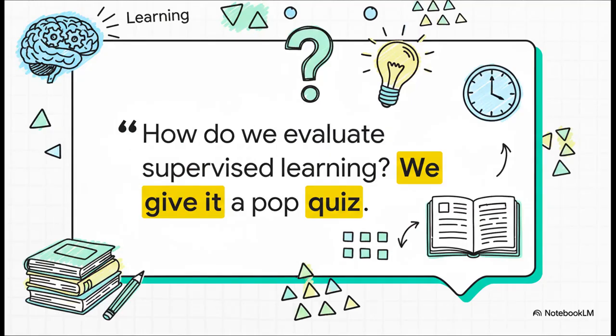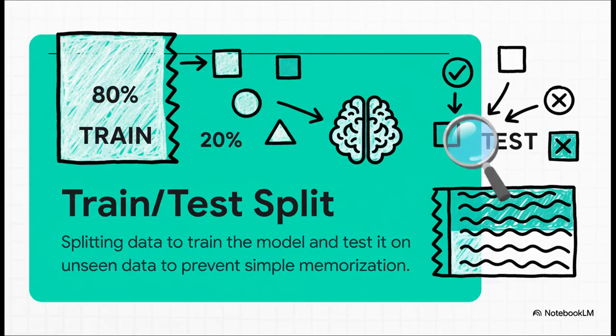But wait a second. How do we know if it's actually learning the material and not just memorizing the answers we already gave it? It's simple, really. We give it a pop quiz. And we do that with a really clever method called the train/test split.